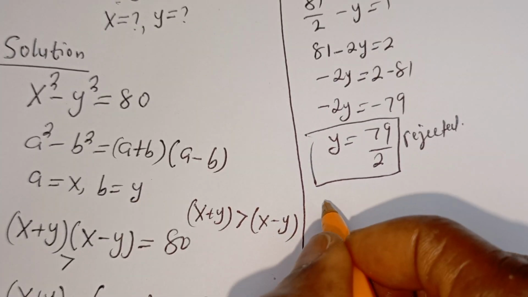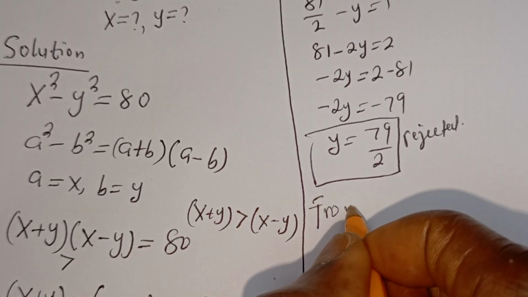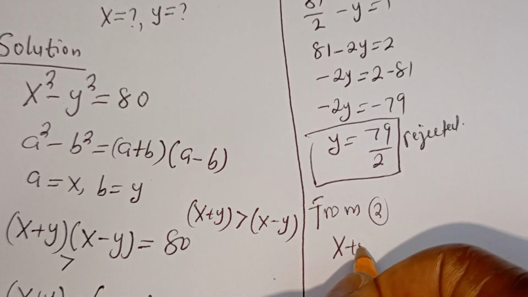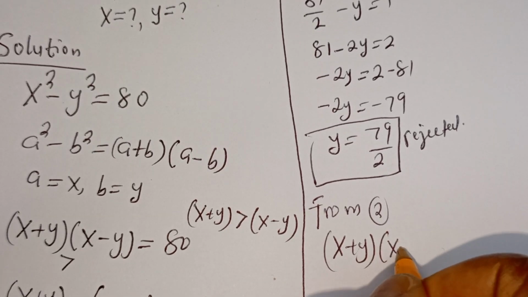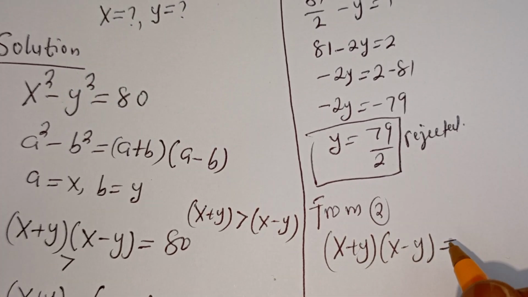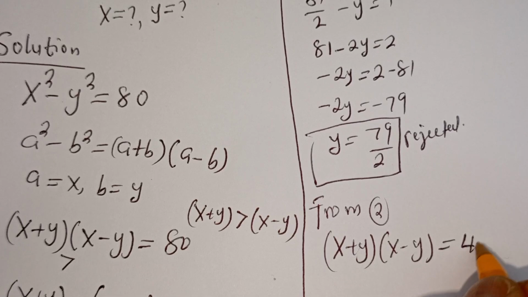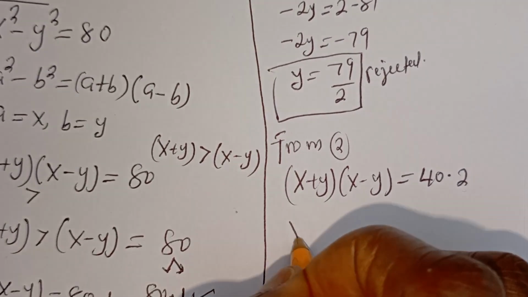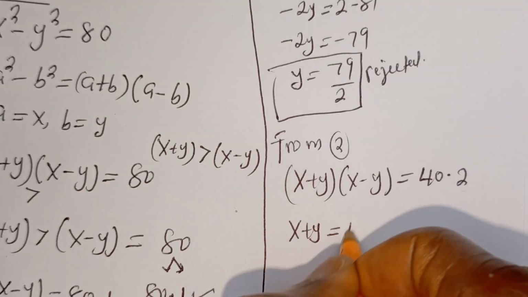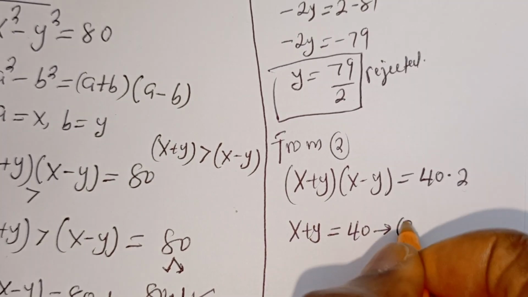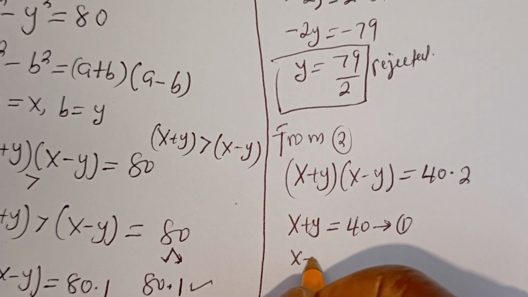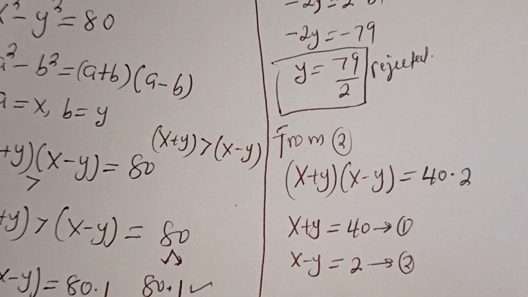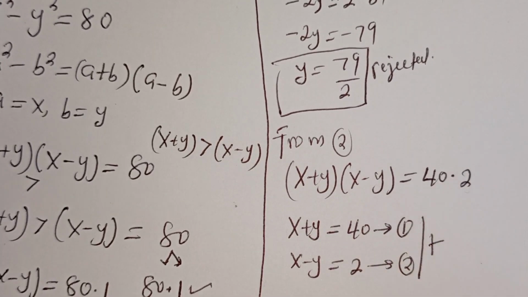Let's consider the second case. From the second case, x plus y bracket x minus y is equal to 40 multiplied by 2. And here we have x plus y is equal to 40, this is equation 1. x minus y is equal to 2, this is equation 2. Let's solve this using the elimination method.